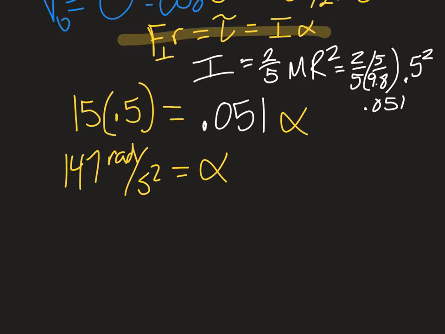I find alpha to be 147 rads per second squared. I did this by recognizing that the 15 Newton force was the force applied perpendicular to the 0.5 meter radius. I determined that my moment of inertia of the solid sphere would be 0.051. Though they didn't give me the mass, they told me that it was a 5 Newton weight force. So weight divided by gravity would give me my mass, and then multiplying by the radius squared. And a solid sphere has a factor of 2/5 for its moment of inertia.